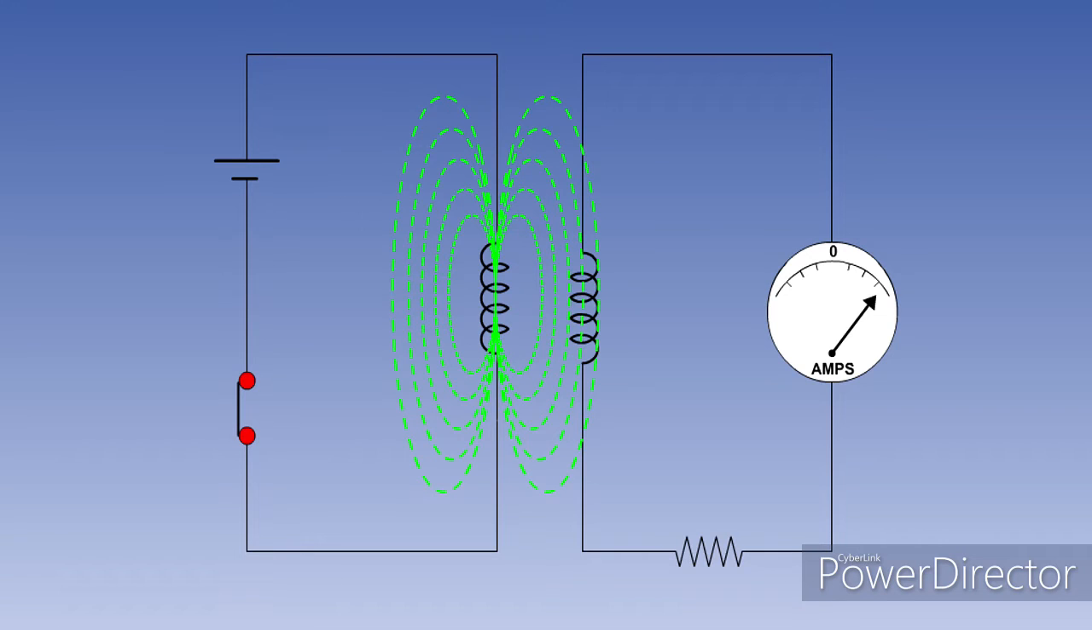Once the current flow in the primary circuit stabilizes, the magnetic field will also stabilize. The lines of flux will have no movement relative to the secondary coil, and the induced current will fall to zero.